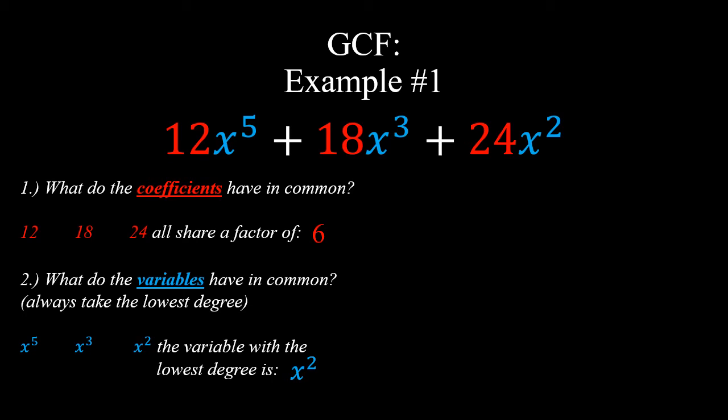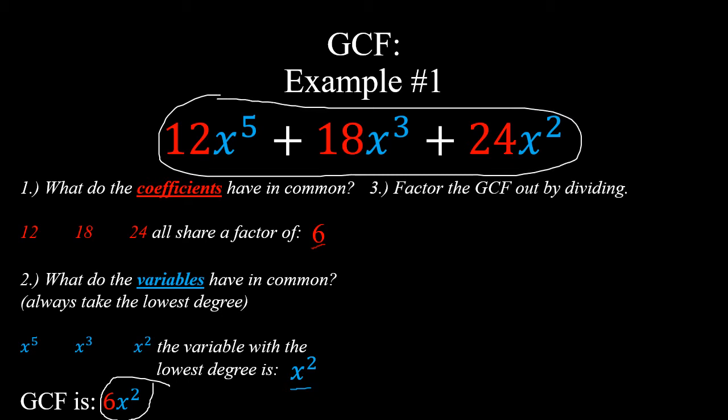So now we have our coefficient for our GCF and we have our variable for our GCF. Let's put it together and that will make our GCF 6x squared, okay? So we've now found our GCF. Our GCF is 6x squared. Well, now we have to go back to our original polynomial and factor it out. So let's do that, okay?